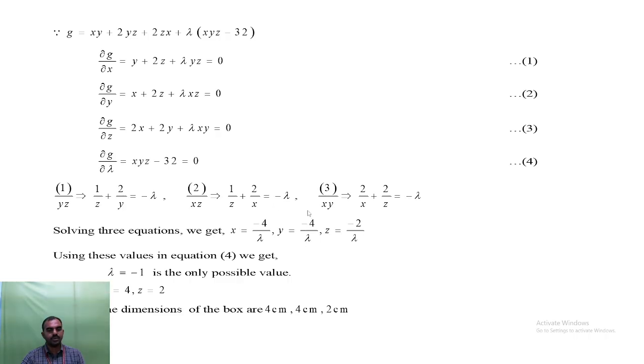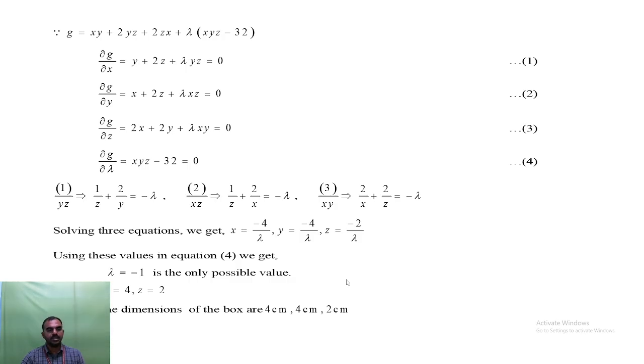What do we get? 4 into 4 is 16, 16 into 2 is 32. So minus 32 by lambda cubed minus 32 equal to 0. Moving minus 32 to the right-hand side, plus 32. What do we get for the lambda value? Minus 32 by 32 is minus 1, the only possible value. So substituting the lambda value minus 1 here, we get the x value 4, the y value 4, and the z value 2. Thus the dimensions of the box are x, y, z: x is 4 centimeters, y is 4 centimeters, and z is 2 centimeters.